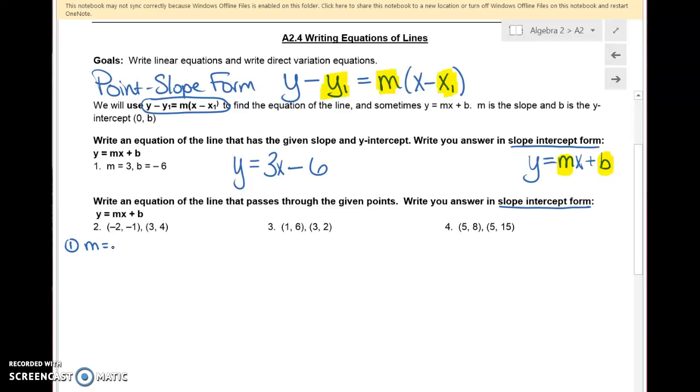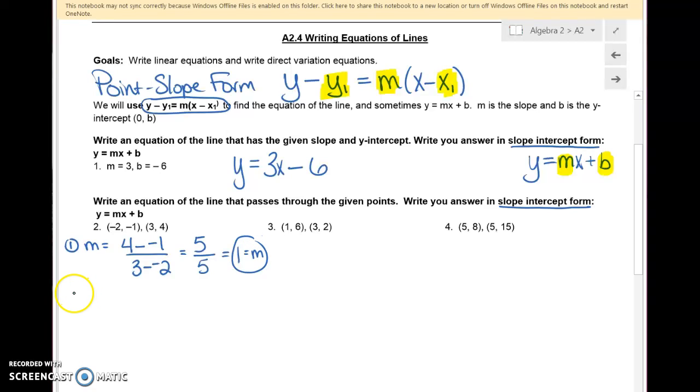The slope formula is still written on the board in several places. Remember, you subtract your y's first. So 4 minus a -1. On the bottom, you subtract your x's. 3 minus a -2. 4 minus a -1 is 5. And 3 minus a -2 is 5. 5 divided by 5 is 1. So our m is 1.